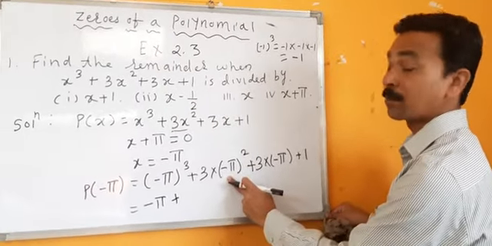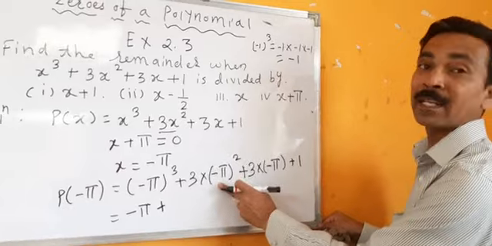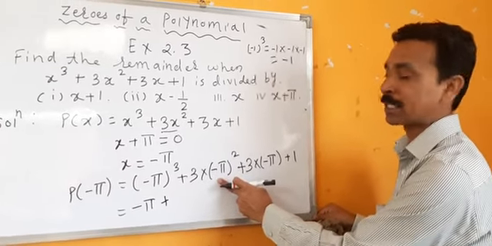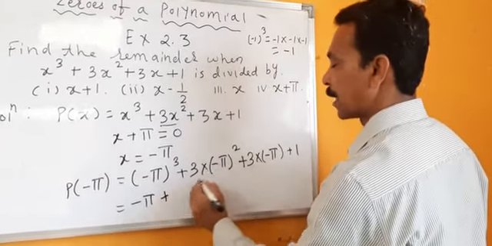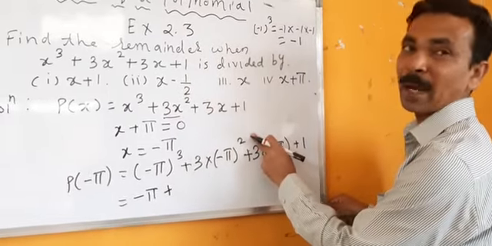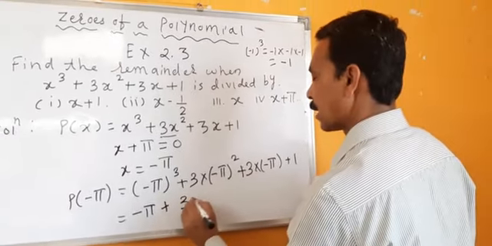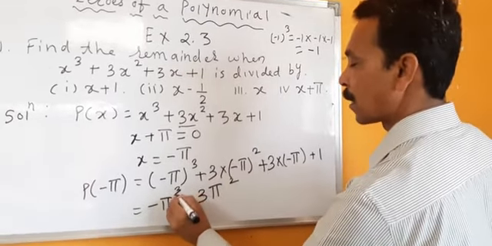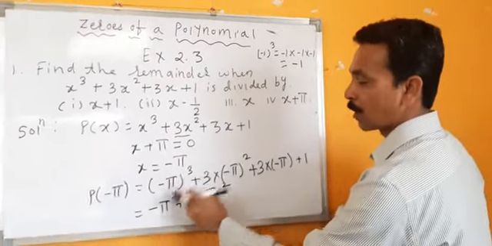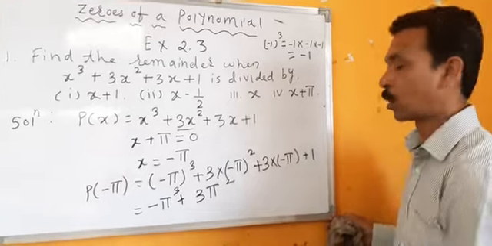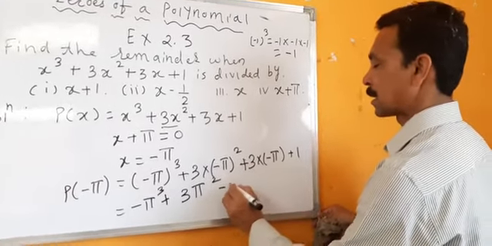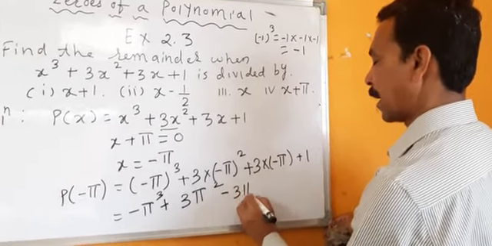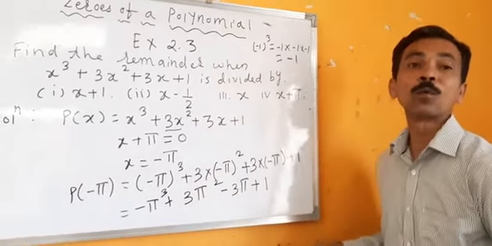Plus, what is the square of minus pi? Plus pi square, because this is a negative term and the square of a negative term is always positive. Minus pi square becomes pi square, into 3, so 3 pi square. But here it is cube, again I am telling you: minus pi whole cube. Plus into minus, minus 3 pi plus 1.